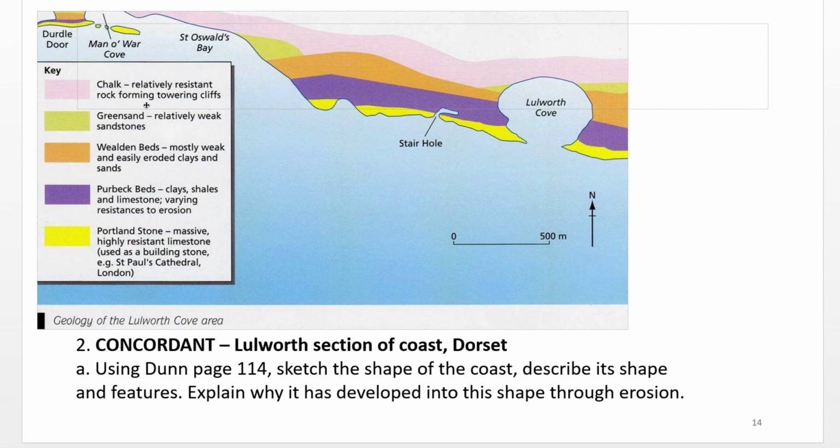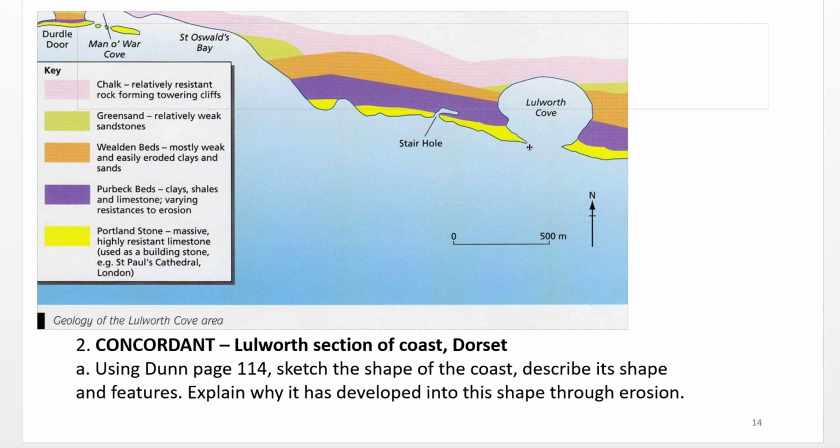And you see these alternating bands of rock. Again, we have the key here, which tells us what type of rock they are. We have this yellow rock at the entrance to Lulworth Cove, which is Portland stone, a very, very resistant limestone, used to build St Paul's Cathedral. So that's lasted a long time. It even survived the Great Fire of London, so it's a very resistant rock.